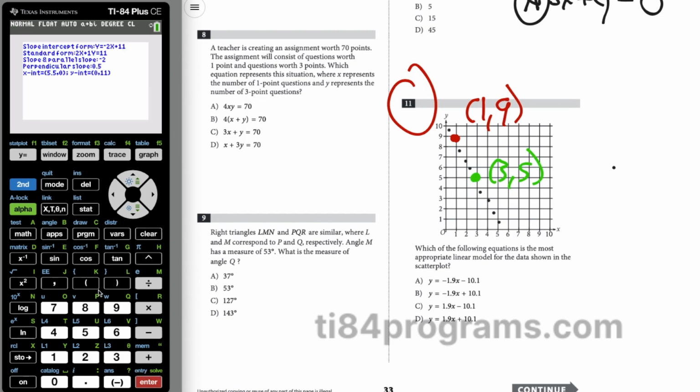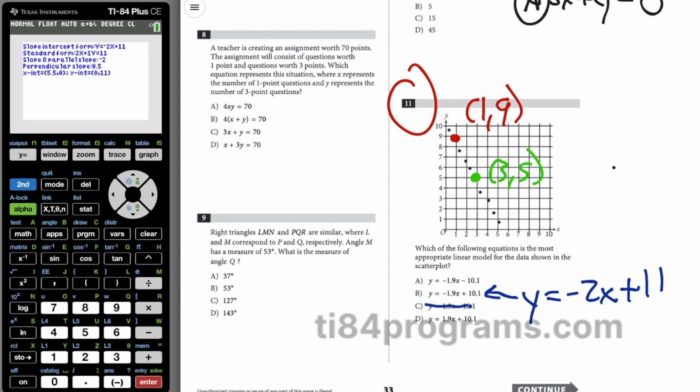Now, it being the SAT, this is again just like what is close to the scatter plot, and it's all the y equals. So it looks like we have y equals negative 2x plus 11. That's rather close to the y is negative, because we know it's not positive here. And then plus 11, well, plus 10.1 is much closer than minus 10.1. So we're going to choose option B there.